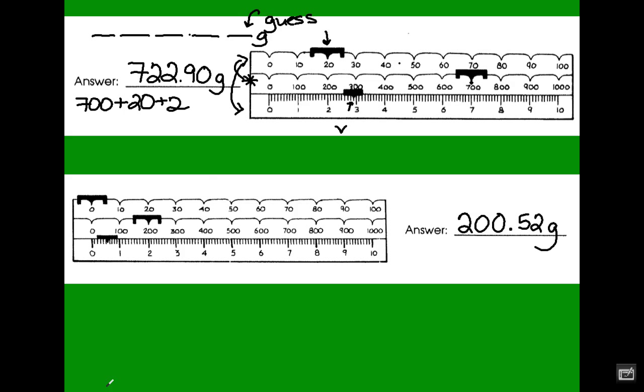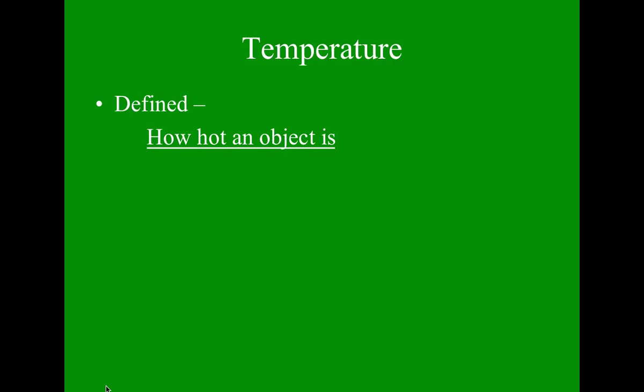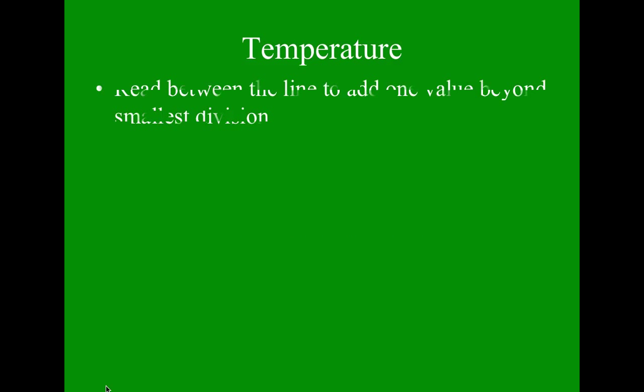Now, the third value that we need to learn how to measure is temperature. And temperature we measure and define as how hot an object is, and we measure it using a thermometer. Now, we do the same thing as we've done with the others in terms of reading between the lines and adding one value beyond the smallest division.